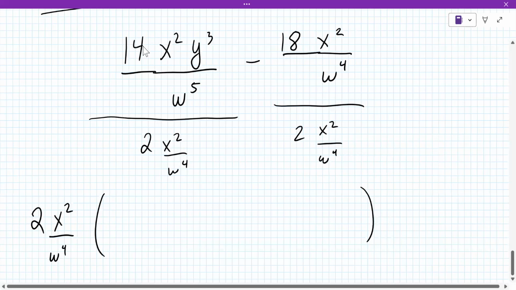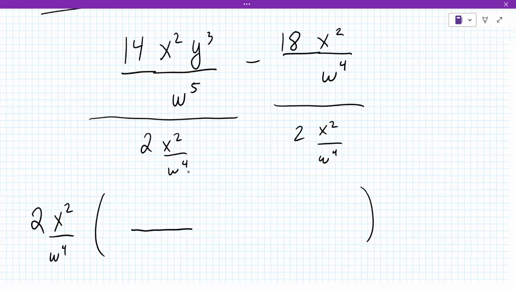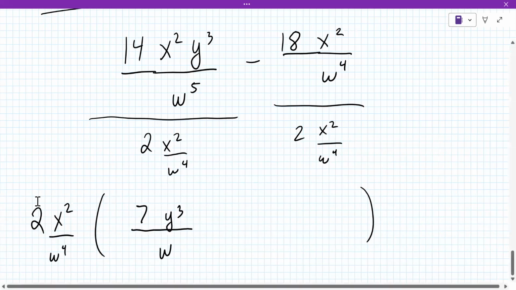You just look for the cancellation, like 14 divided by 2 is 7, x squared divided by x squared is 1, w to the fifth divided by w to the fourth is w, but it's now on the bottom. Okay. So maybe saying it wasn't as helpful as doing it, but 14 divided by 2 is 7. Y cubed remains and a w on the bottom. And then if you can visualize multiplying in by this, 2x squared times 7y cubed, w fourth times w, could get you back to this previous line. Okay.